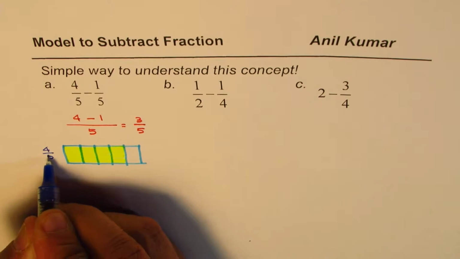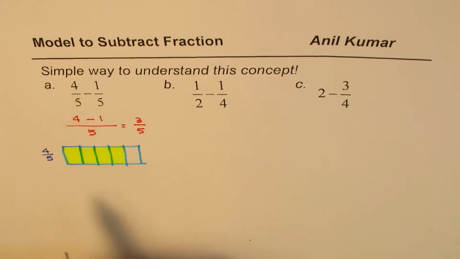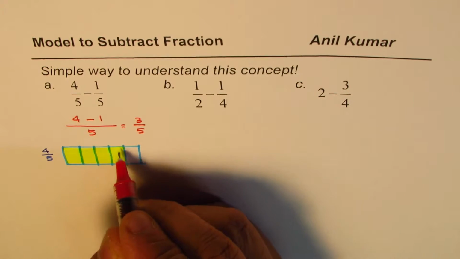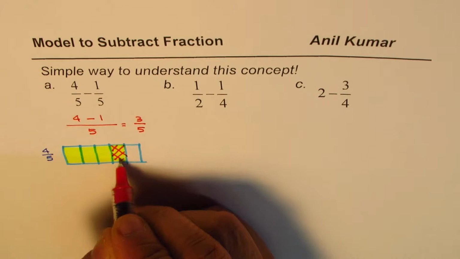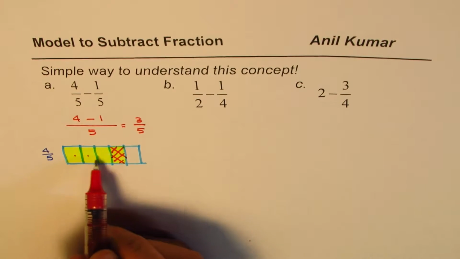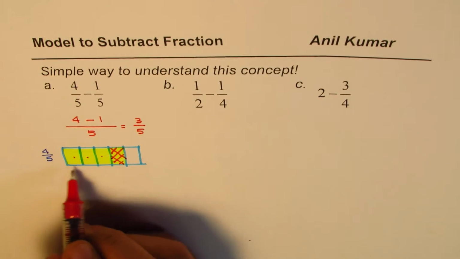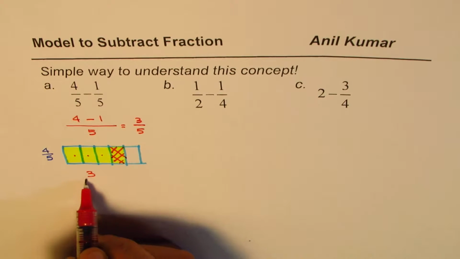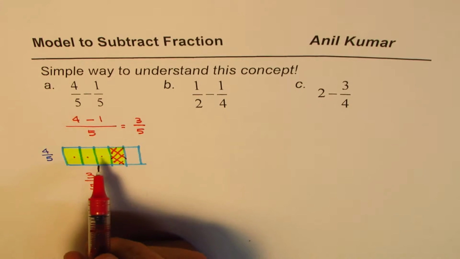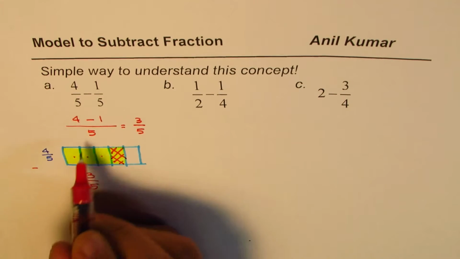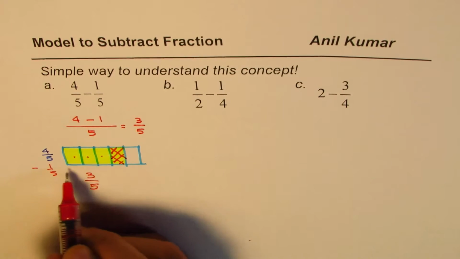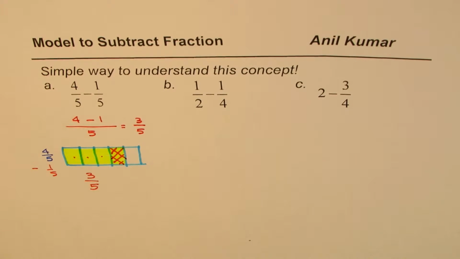Now when I say take away 1 out of 5, let me cross out 1/5. So from this 4 out of 5, let me cross out this one. Now what remains? 1, 2, 3. Each is 1/5, right? 1/5, 2/5, 3/5. So what remains here is 3/5. So that is how you could subtract, right? We took away 1 out of 5 and we were left with 3 out of 5. So you could visualize your answer, correct?